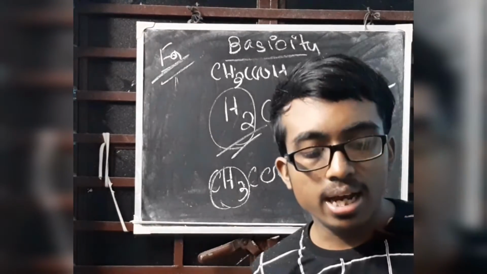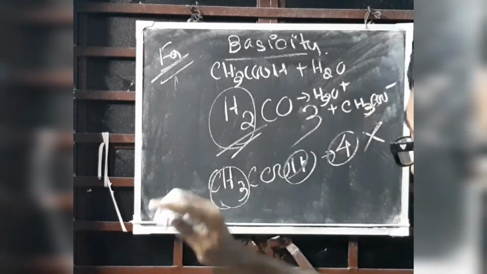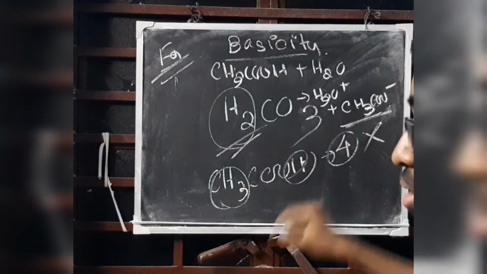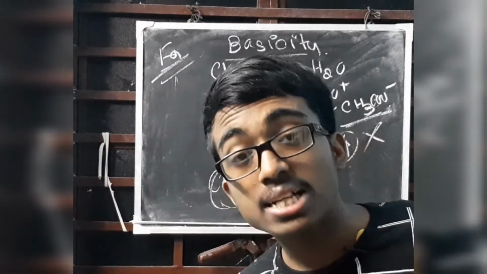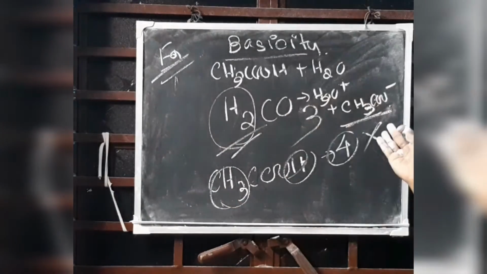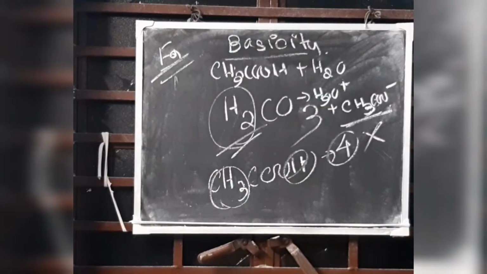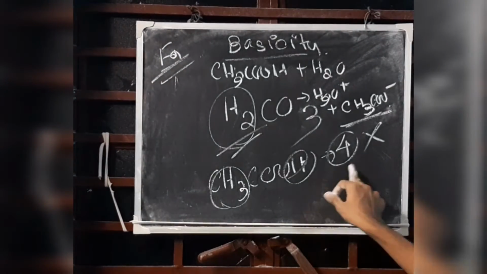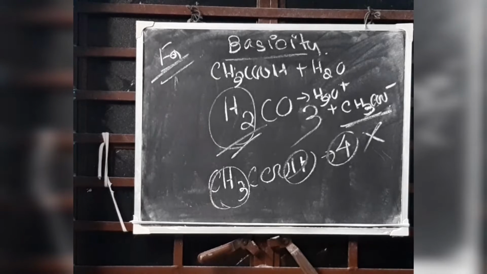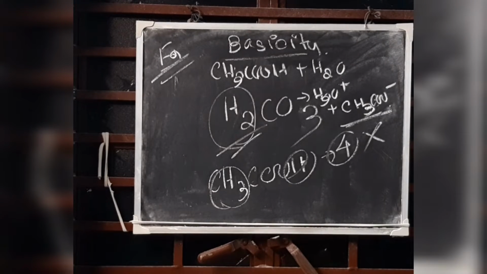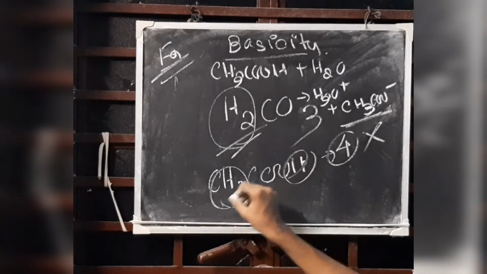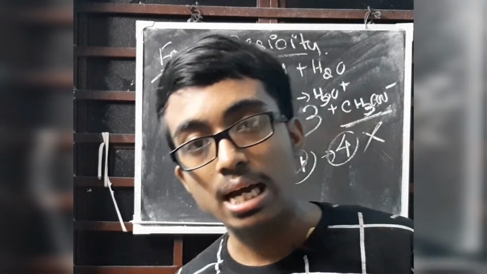One will be the acetate ion. This is an acetate ion, and this is a hydronium ion. So is it a polybasic acid? That would be a tetrabasic acid actually. Is it? It is not. So you have to see properly what exactly is happening. Don't judge by the number of hydrogen atoms.